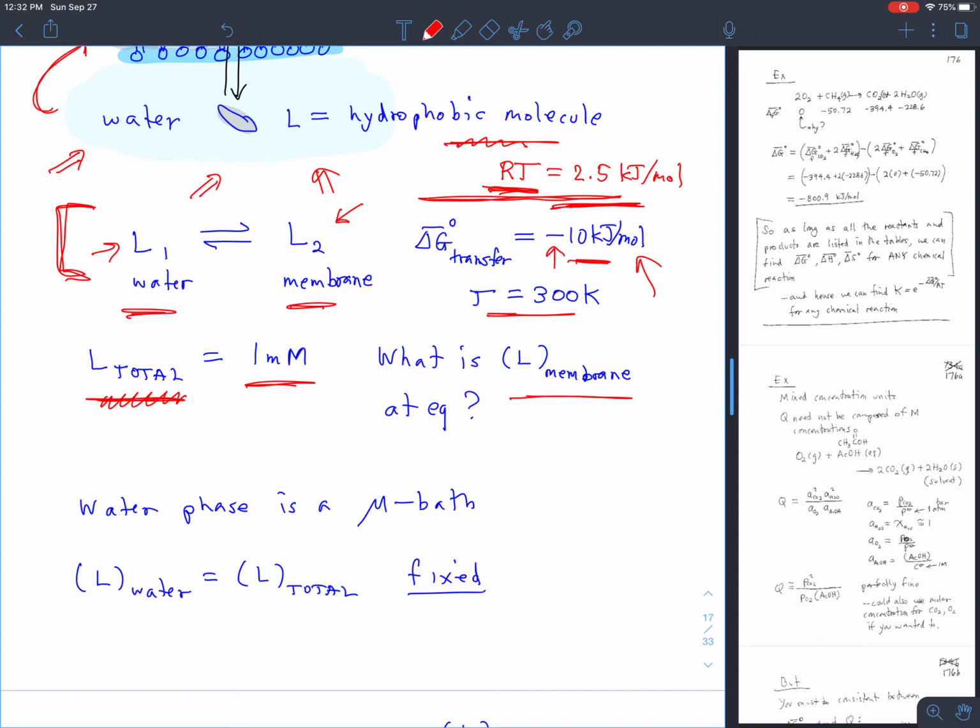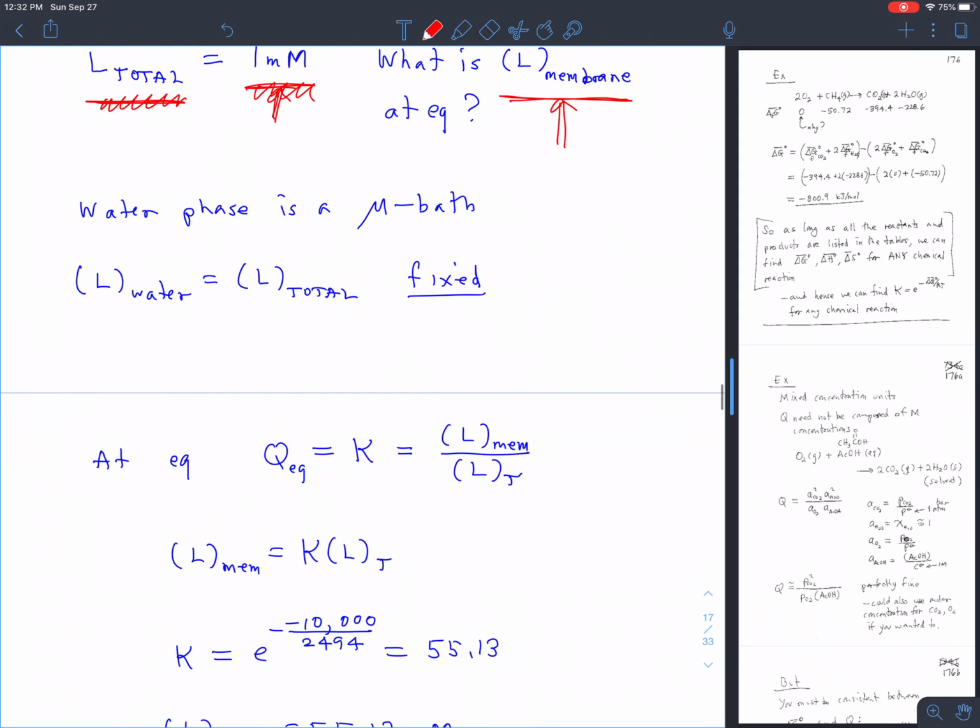And I'm asking, okay, given this, and given that that can't change, given that the outer water solution is so large that no amount of dissolving into the membrane is going to change this exterior concentration, what is the concentration that I expect in the interior? Yes, so the water phase is a chemical potential bath, and that means that the concentration in the water, which is the same thing as the concentration for total, is a fixed quantity.